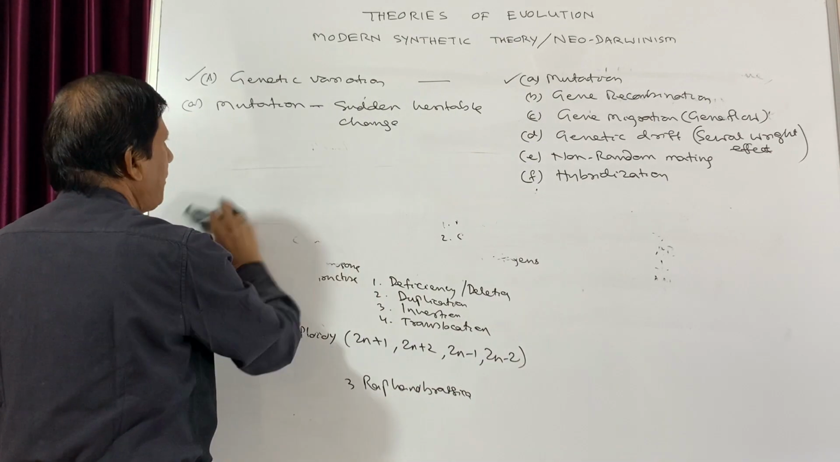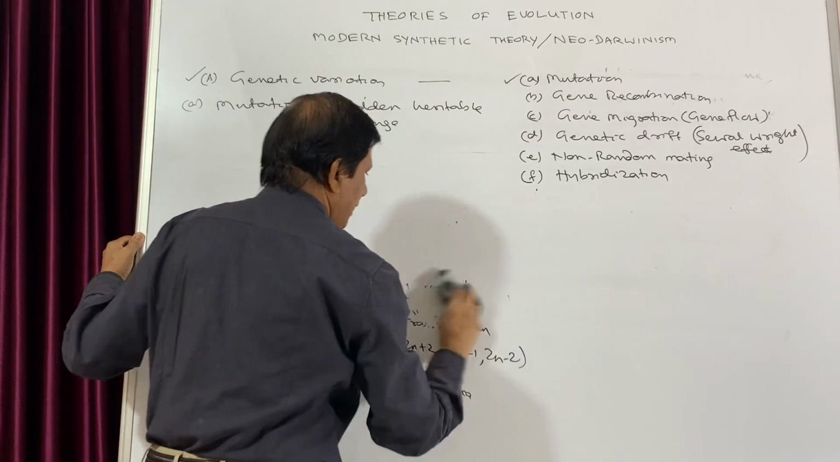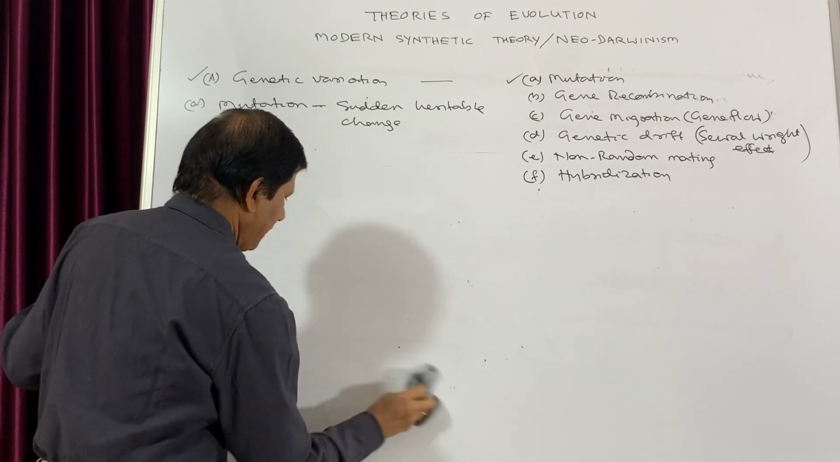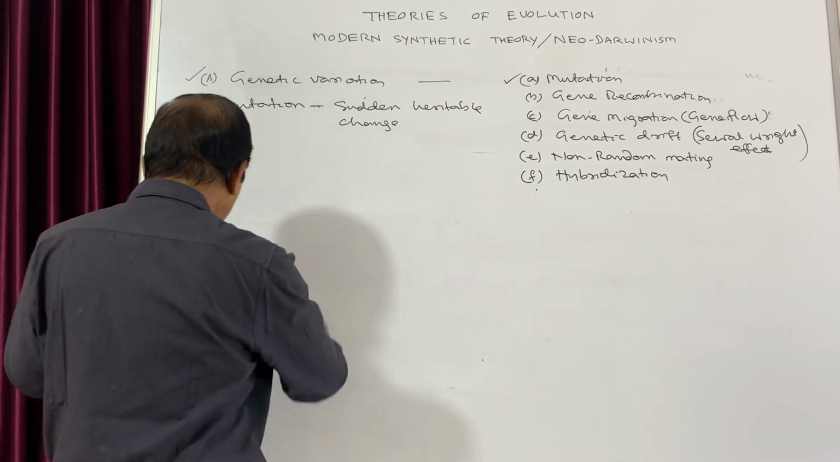So gene recombination, that means there will be reshuffling of genes. So when there will be reshuffling of genes, naturally the first point will be there must be dual parentage.